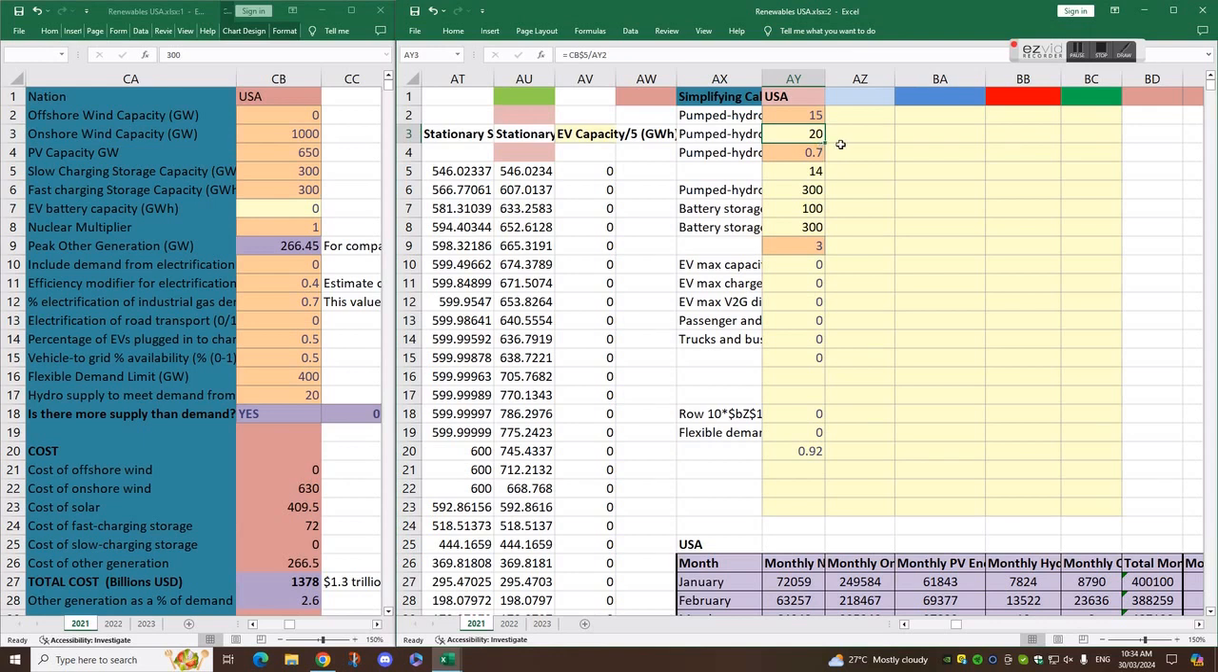You can do the same for the battery storage, the fast charging, by changing its duration. So I've got 3 hours as its minimum duration. So if it was working at 100%, it could discharge power for 3 hours. You can change that to whatever you like. And when you change that, you change this value here, which is the peak power output from the battery storage, which here is 60 gigawatts.